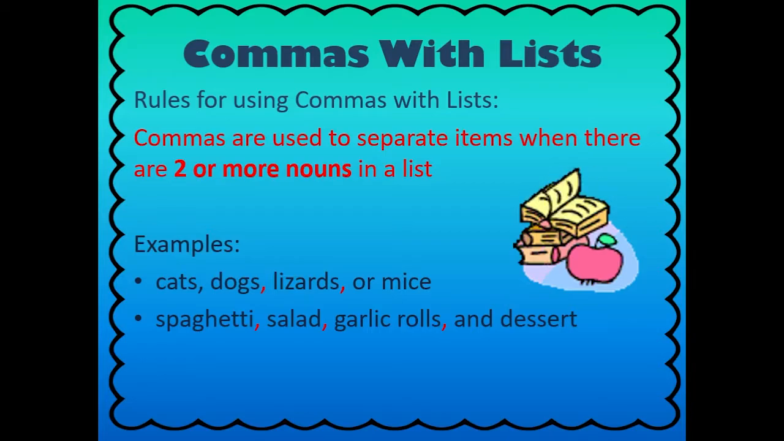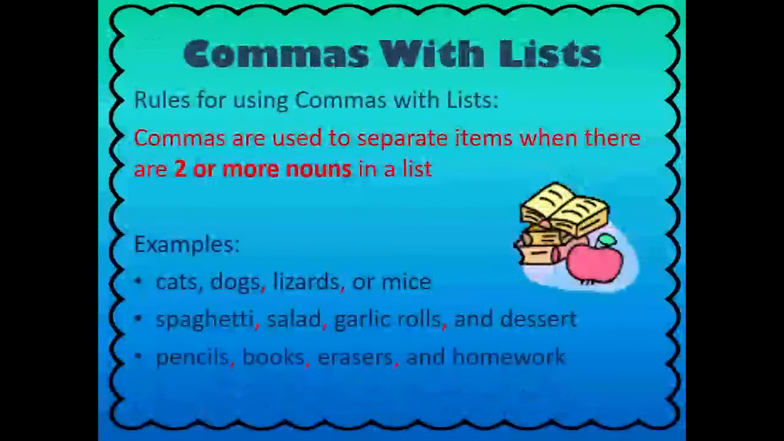If the commas weren't there, they would be one item. So it would look like cats dogs, without the comma in between them. And it would be like if a cat and a dog were mixed together. That would be a little weird. So we need to have that comma there so that we know that they're two separate things. It's a cat and a dog, not a cat dog. And then we have pencils, comma, books, comma, erasers, and homework. These are some examples of how commas separate in a list.